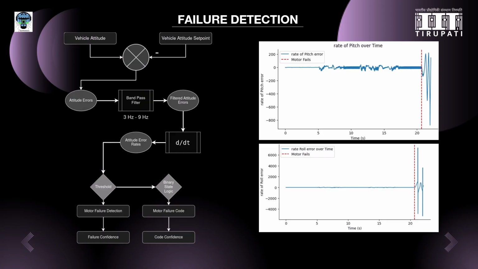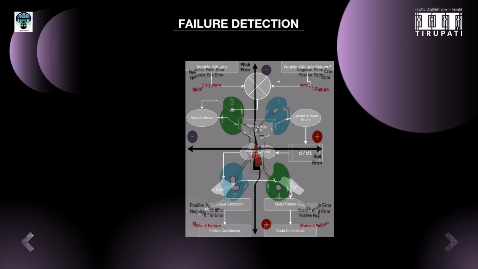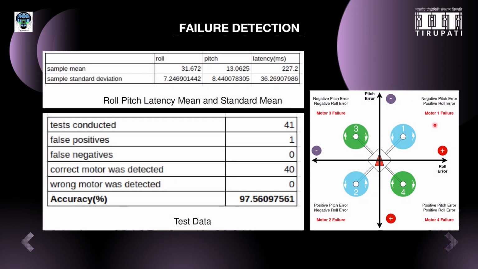Then, based on the sign of the rate of pitch error and rate of roll error, we determine which motor has failed. We can determine from this picture how the signs of the errors can help us determine which motor has failed. After comprehensive testing, we found that our system is pretty accurate, with an accuracy of 97.56%. Now, once the filter has identified the failed motor, it triggers an emergency control logic.